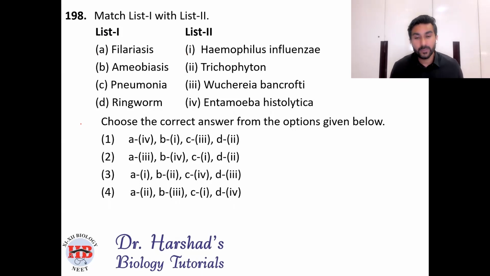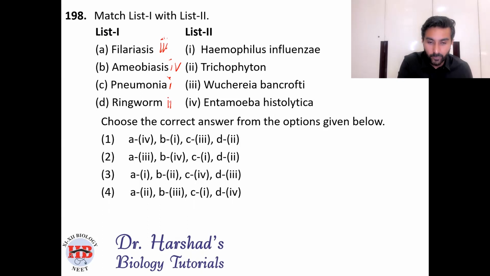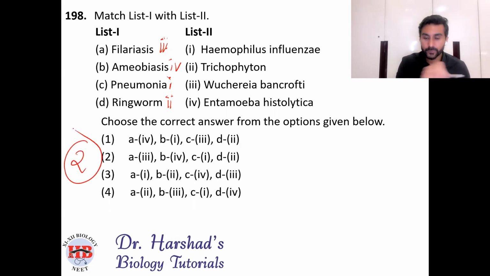The next question is about the human health and disease chapter. Filariasis is caused by which organism? So statement A would match with 3. Amoebiasis is caused by Entamoeba, so B would match with 4. Pneumonia is caused by Haemophilus, so C would match with statement 1. Ringworm is caused by Trichophyton fungus, so D would match with 2. So A3, B4, C1, D2, that's option number 2.